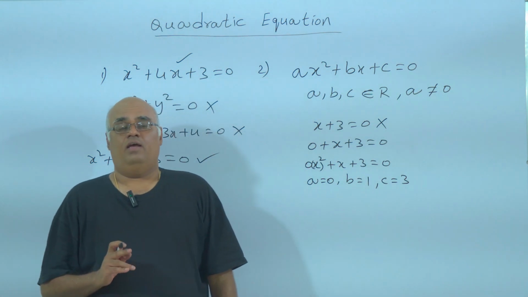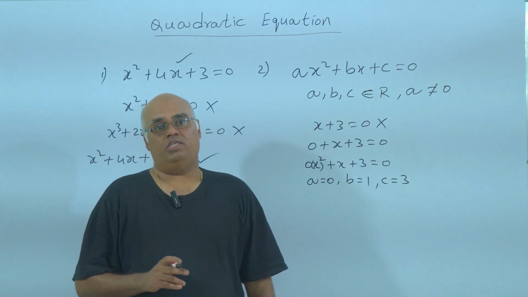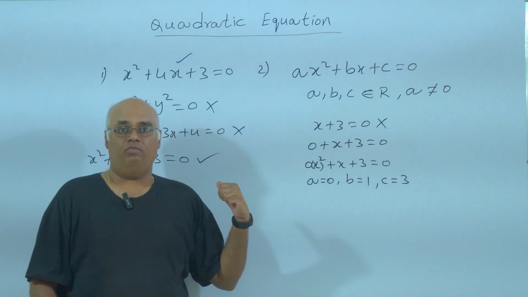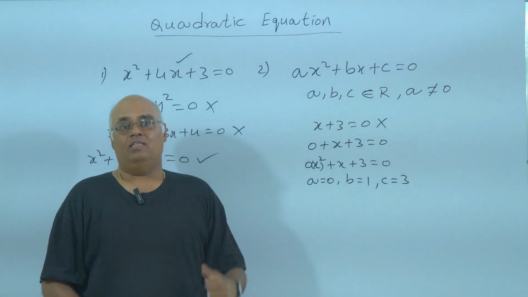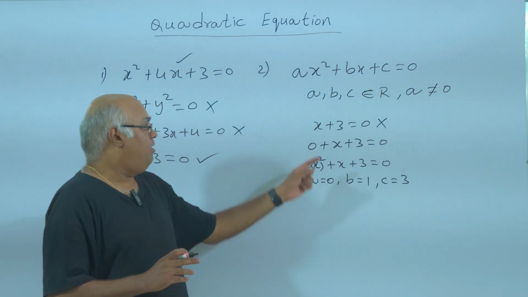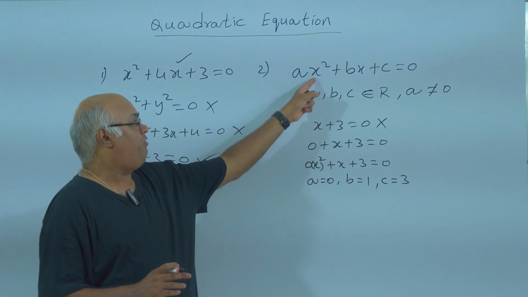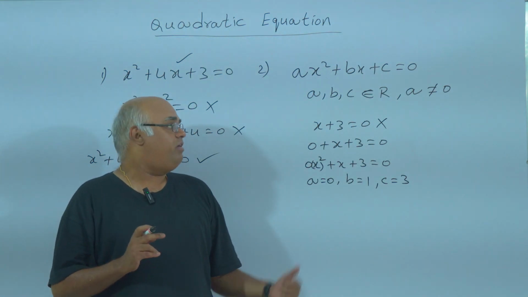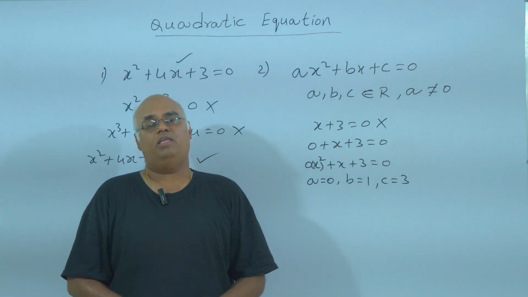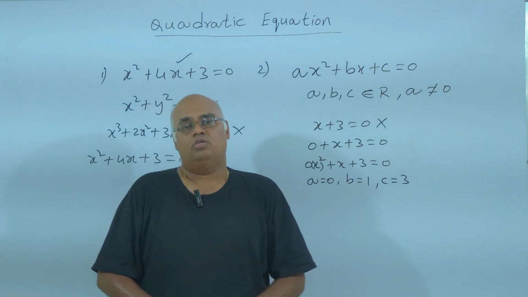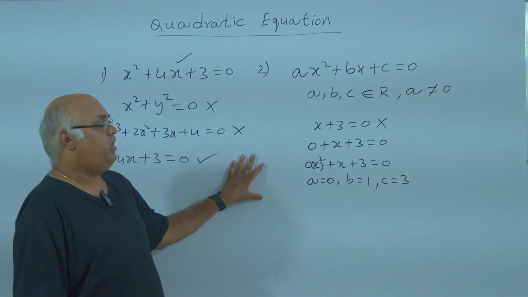So for an equation to be a quadratic equation, it should contain only one variable. The second thing is that the highest power of the variable should be equal to 2, and the value of a, that is the coefficient of x square, should not be equal to 0. Only when an equation follows these three conditions can we say that the given equation is a quadratic equation. So this is the introduction to quadratic equations.